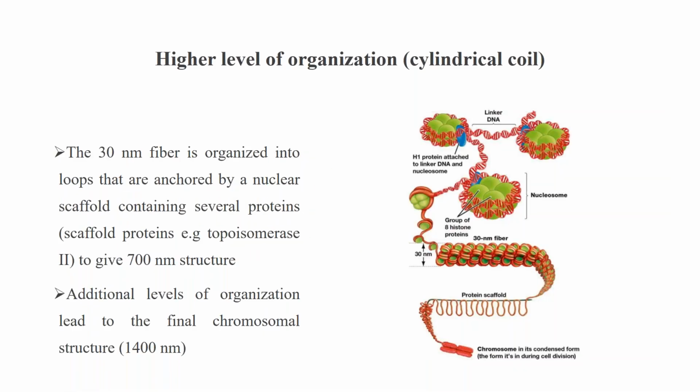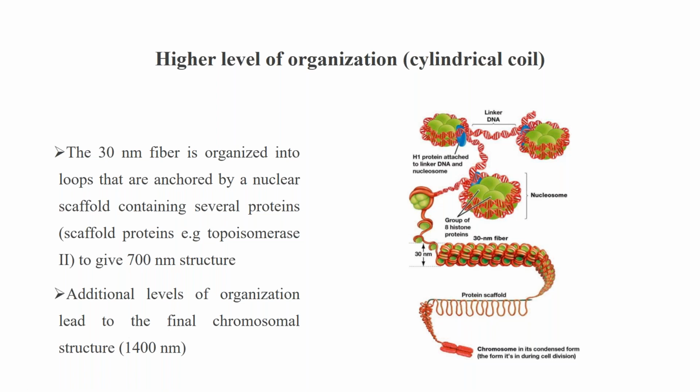The 30 nanometer fiber is organized into loops that are anchored to the nuclear scaffold containing several proteins, to give a 700 nanometer structure. Again you can see, the 10 nanometer nucleosomes fold to form 30 nanometer fibers. Then on the protein scaffold they start forming loop upon loop. Okay, and these loops condense together and go into the chromosome.